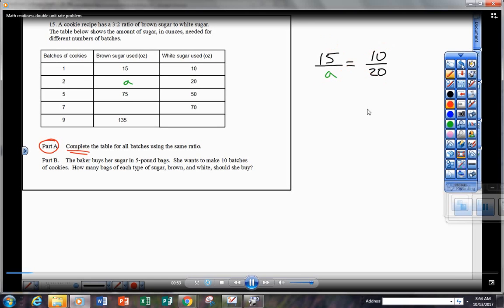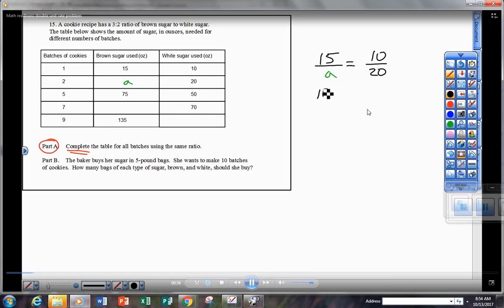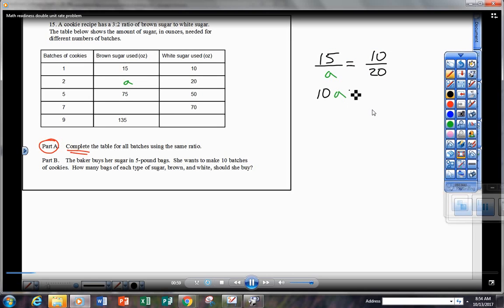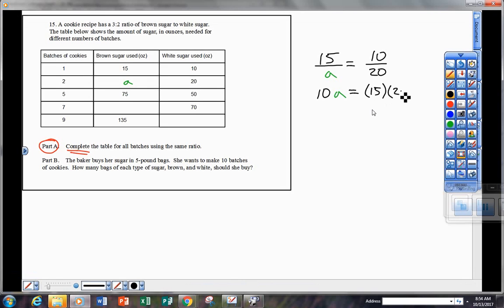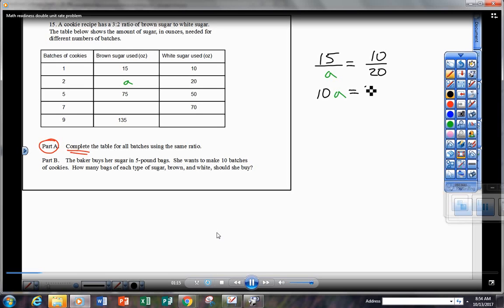And that's going to give me 10a equal to whatever 15 times 20 is. So if I multiply on my calculator 15 times 20, it gives me, I believe, 300. Next, to get this a by itself, this is 10 times a. So the opposite of multiplying by 10 is dividing by 10. If I divide 10 on this side of my equation, I have to make sure I divide 10 on the other side of my equation as well. When I divide 300 by 10, so 300 on my calculator first, divided by 10 second, I get 30.